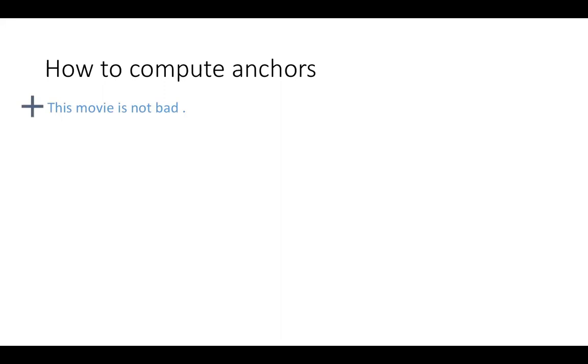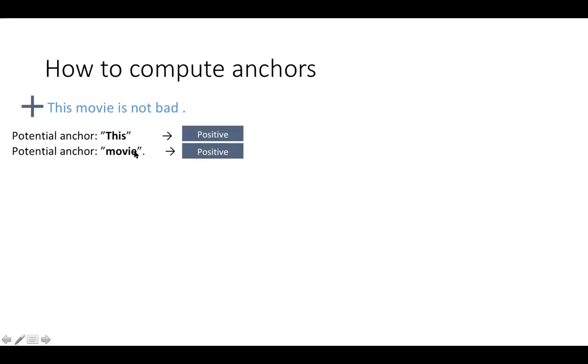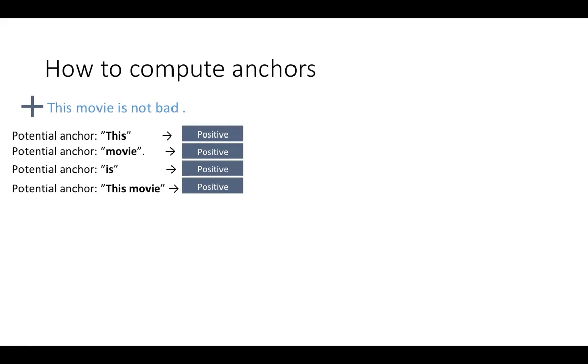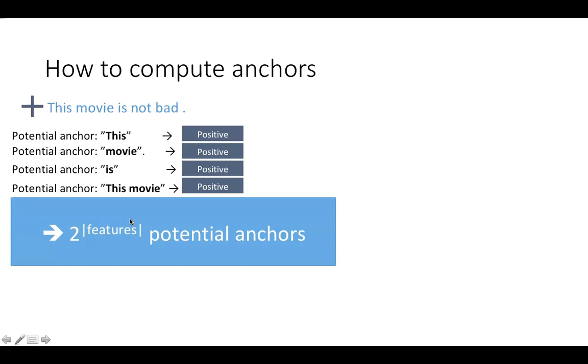For instance, take the example, this movie is not bad, and the label is positive. The potential anchor could be this, the potential anchor could be movie, the potential anchor could be is, the potential anchor could be this movie. So how many such anchors are possible if words are features? Yeah, 2 to the power n. Agreed. So you will have 2 to the power number of features potential anchors.